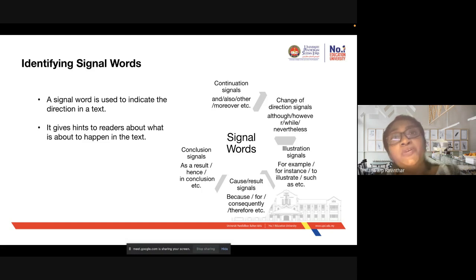If there's a continuation, you will see words like because, moreover, furthermore. These are continuation words. And if there's a change of idea, a contrasting idea, like although, however, in spite of, while, nevertheless, on the other hand, these are signal words that tell us the other side of the argument. That means it's a contrast, or a change in the idea. If you're going to talk about an example, you will use words like for example, for instance, such as. And cause or result, that means something triggers something: because, for, consequently, therefore. And then conclusion: obviously, in conclusion, in a nutshell, in short, hence and so on.